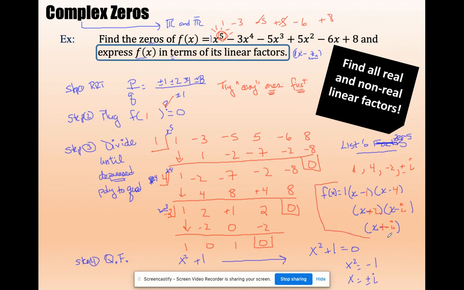Guess what would happen if I asked you to multiply that out? You would start with the complex ones, and you would get x squared plus 1. And then you would start multiplying, and you'd get all of these polynomials until you ended up with f of x. Crazy. Multiplication undoes division. Division undoes multiplication.